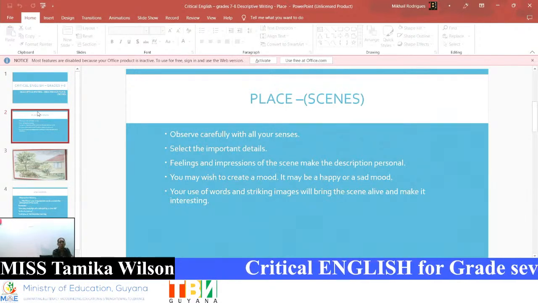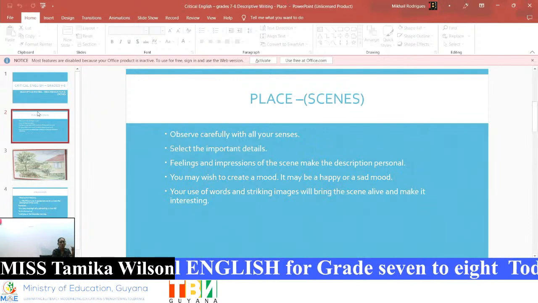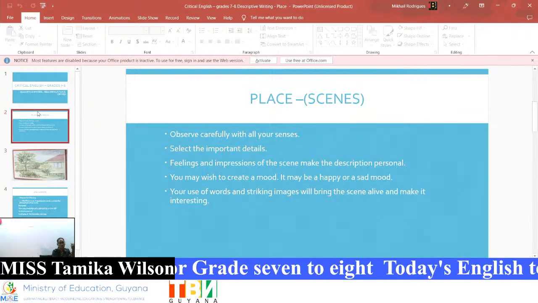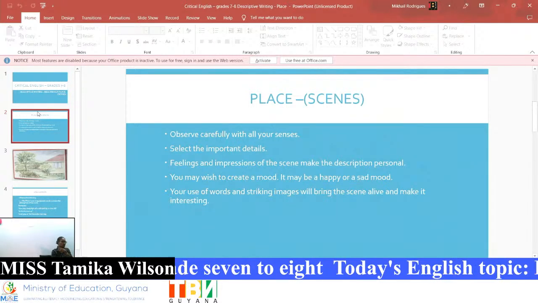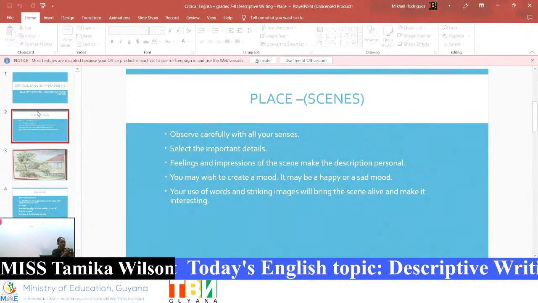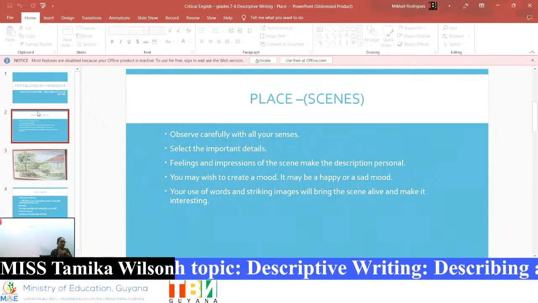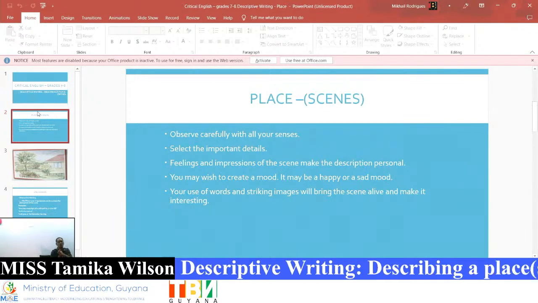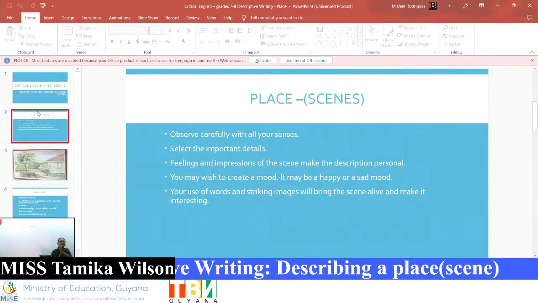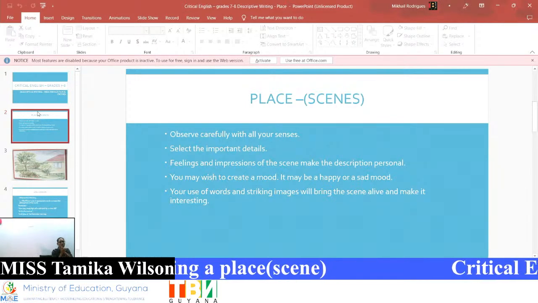So we take into account what we see, what we hear, what we can smell, what we can touch, and to some extent what we can taste, because sometimes we may be able to taste something that is a result of the other senses. We may be able to use the sense of taste. So we want to make sure that we carefully observe with all of our senses, because again, this is a type of writing that takes into account the sensory detail, meaning that when we put it into writing, we are appealing to the reader's senses.